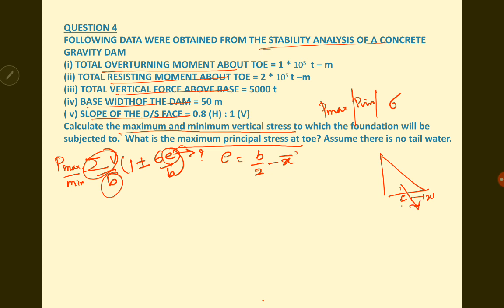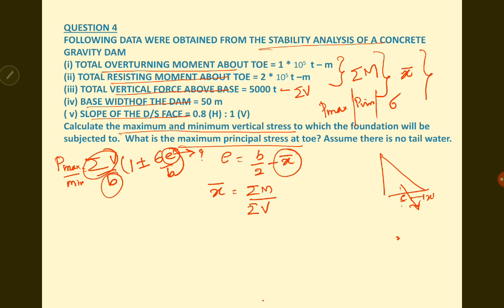First you have to find X bar. What is this X bar? X bar is equal to sigma M by sigma V. Here in this case they have given us the resisting as well as the overturning moment. So, from these two values you have to find sigma M. The sigma V value is directly given. Once these two values are known, you can find X bar. Once X bar is known, you can find B by 2. The B value is also given. Here they have given us the B value also. B by 2 minus X bar will give us the value of E. From the E value, you can substitute it here and you can find the value of P max and P minimum. So first we will start with finding sigma M.